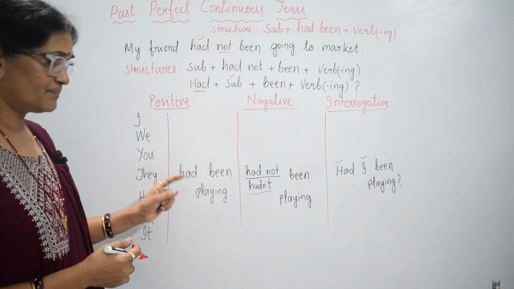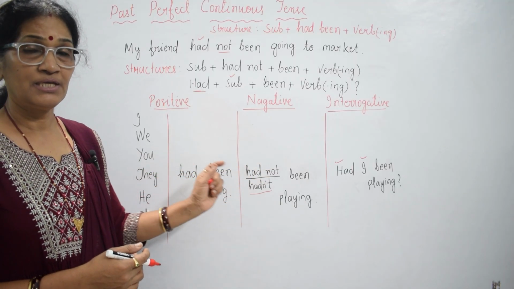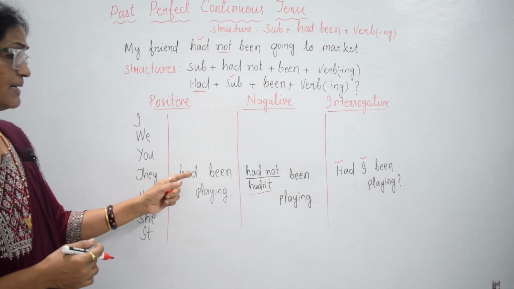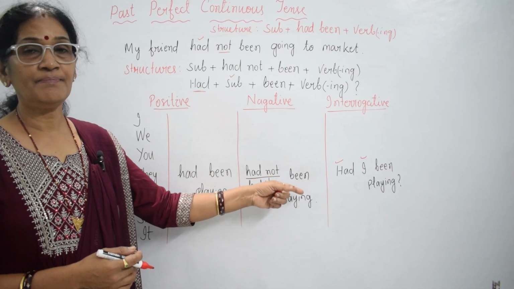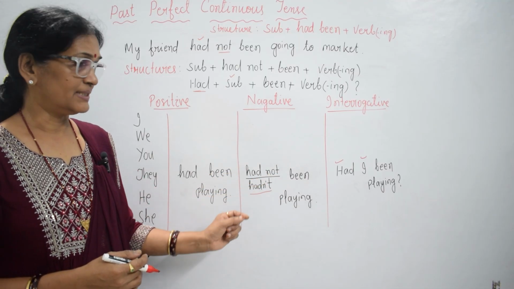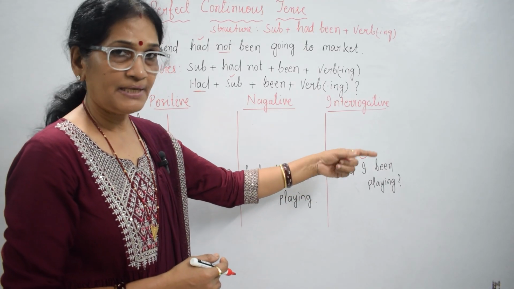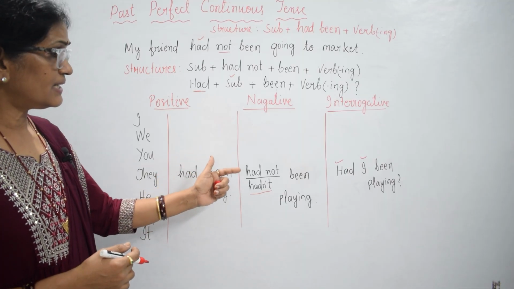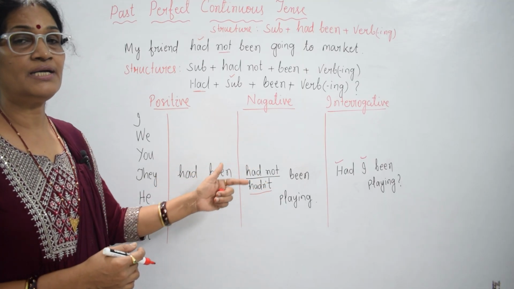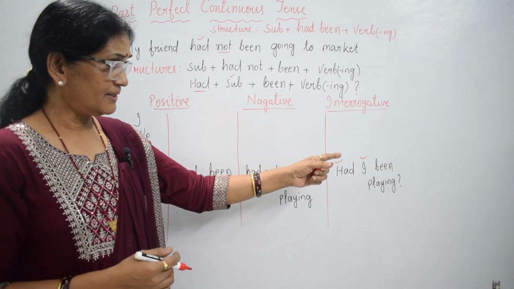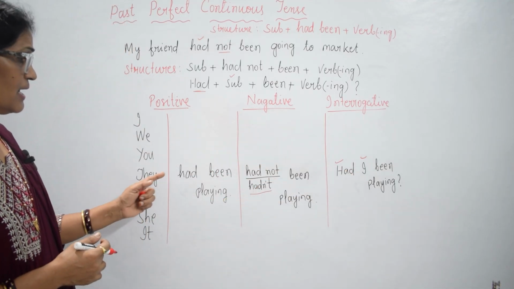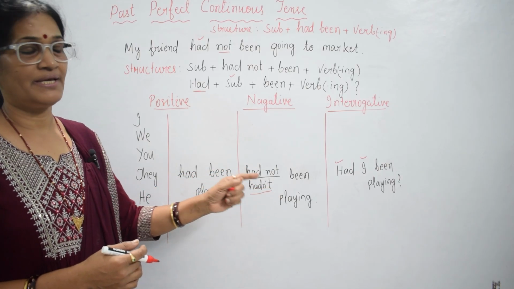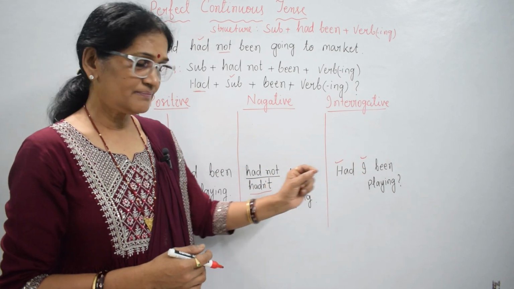You had been playing, you had not been playing, you hadn't been playing, had you been playing? They had been playing. They had not been playing. They hadn't been playing. Had they been playing? He had been playing. He had not been playing or he hadn't been playing. Had he been playing? She had been playing. She had not been playing. She hadn't been playing. Had she been playing?